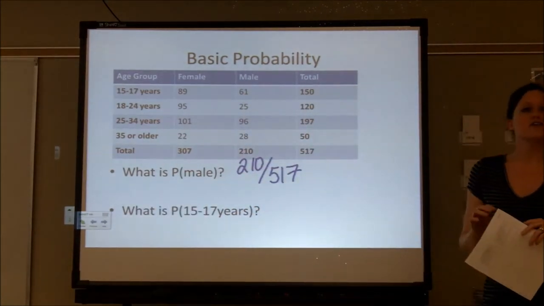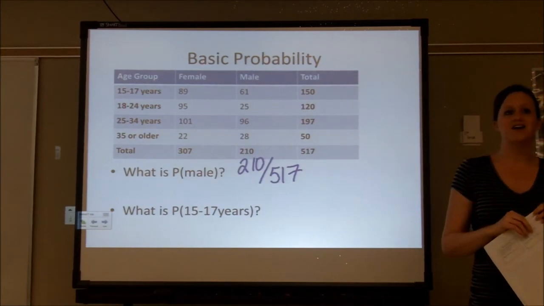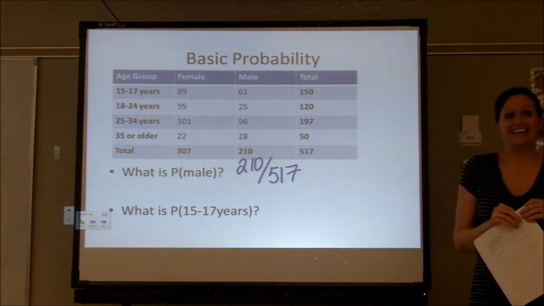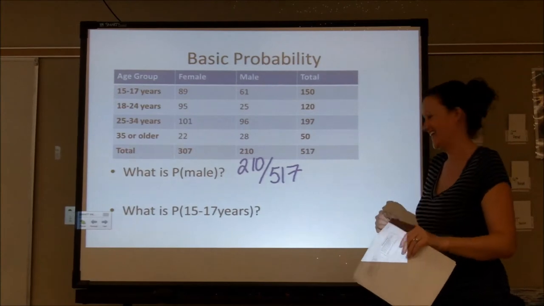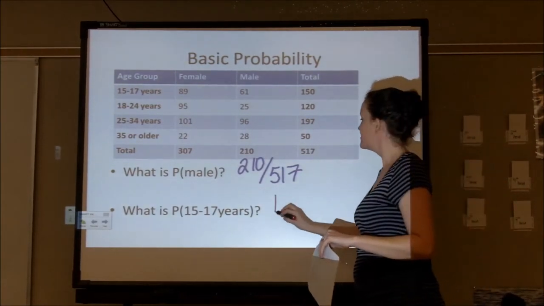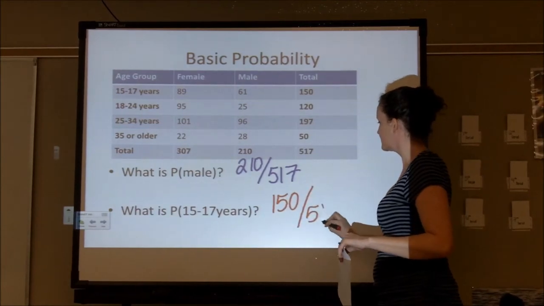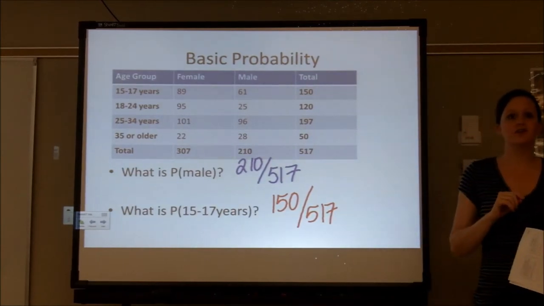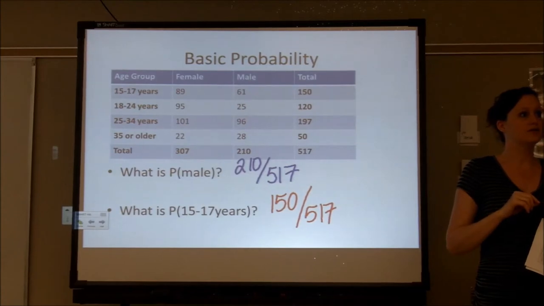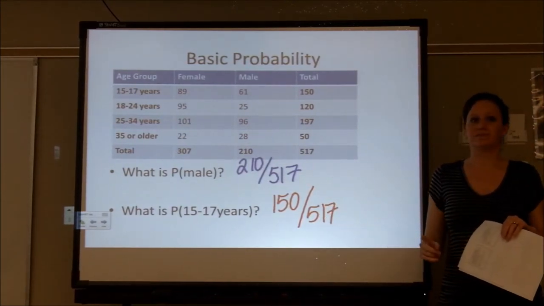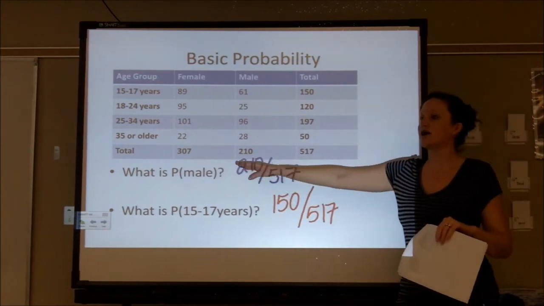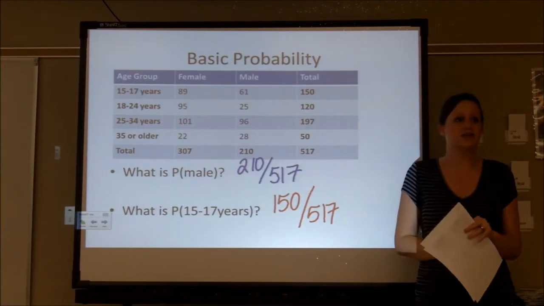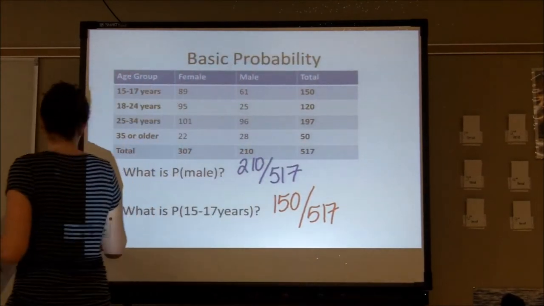Next question. What is the probability that the individual I select falls into the 15 to 17 age group? Next hand I see. Yes, Michelle. 150 over 517. Yes. The total number of 15 to 17 year olds over the total number of individuals represented in this table. Questions on either of these two? Neither of these are a conditional probability, meaning out of something other than the total. So they are both out of 517. Yes? Okay.